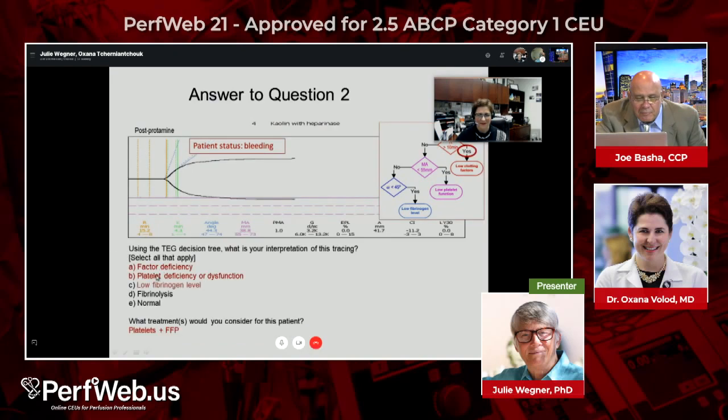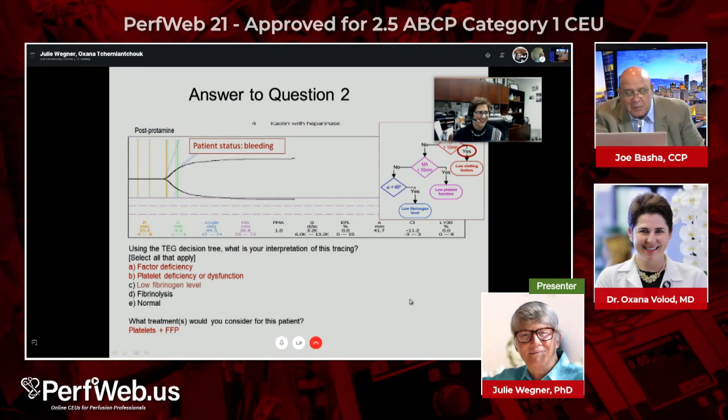Oh, it's all three, A, B, and C. Based on the R value, you have a factor deficiency. Based on the MA value, you have a platelet deficiency or dysfunction. And then the angle value, you have low fibrinogen levels. So for possible treatments, the patient is likely bleeding, so you probably want to hit the platelets and FFP. Depending on how much they're bleeding, both platelets and FFP would probably be necessary for this patient to stop bleeding. Okay, so I have to give that one to Meerkat. He wins that one. I just said factor everything. We'd have given everything anyway.